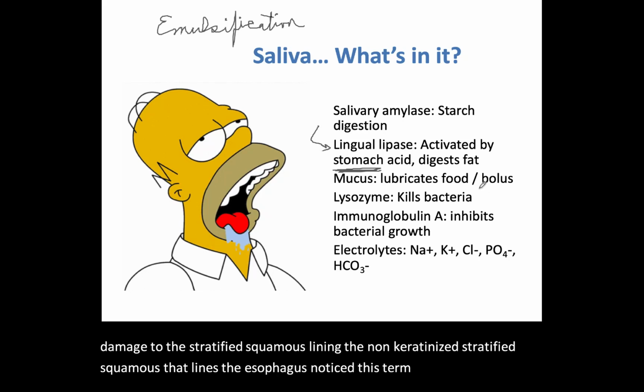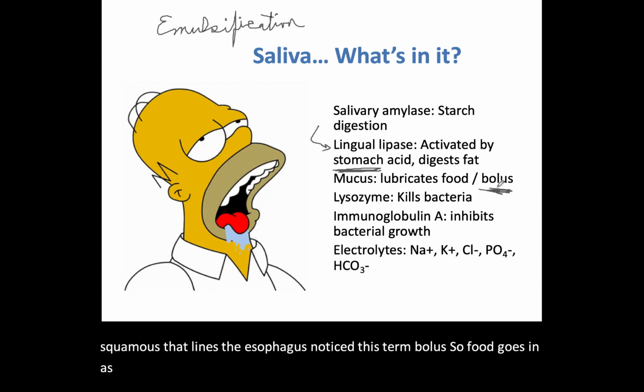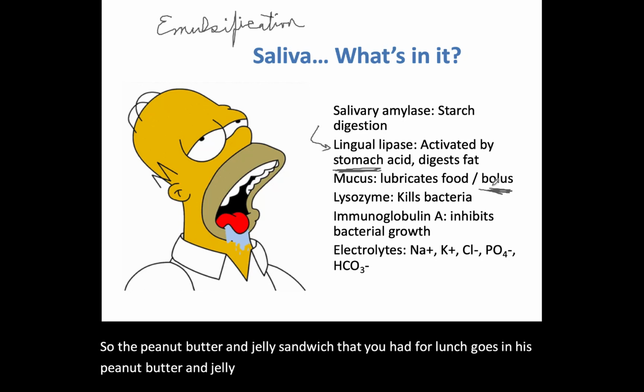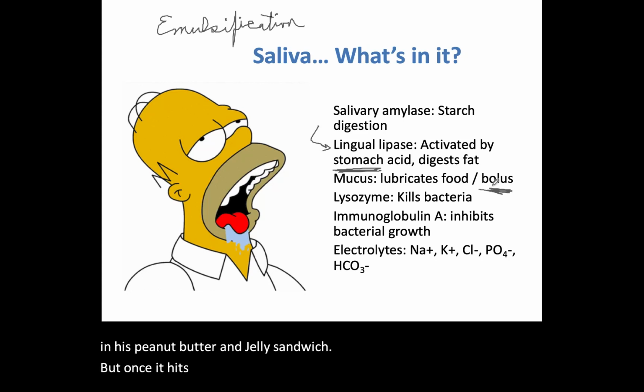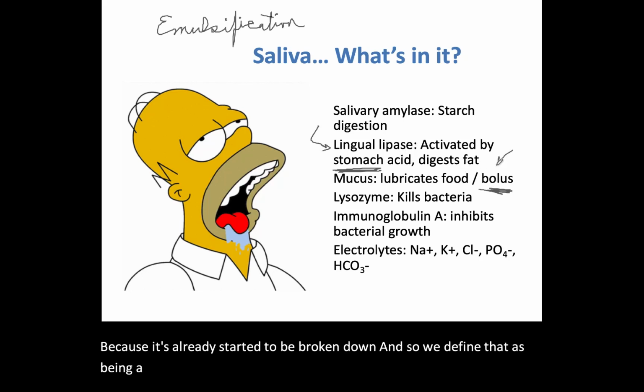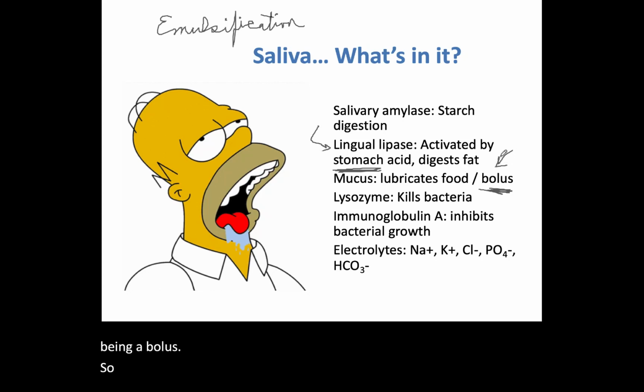So food goes in as food, but once we begin to chemically alter that food, it's no longer food. So the peanut butter and jelly sandwich that you had for lunch goes in as peanut butter and jelly sandwich. But once it hits the esophagus, it's no longer peanut butter and jelly because it's already started to be broken down. And so we define that as being a bolus. Right? So bolus is what that food is as it's traveling down the esophagus, getting ready to go into the stomach.